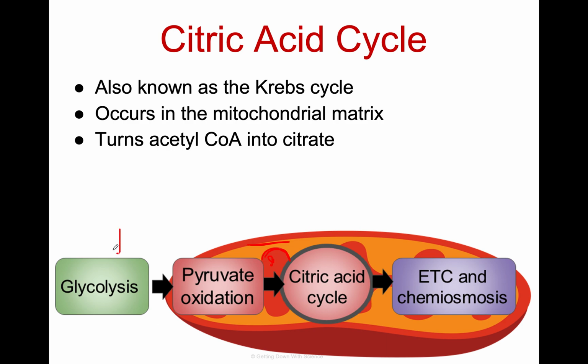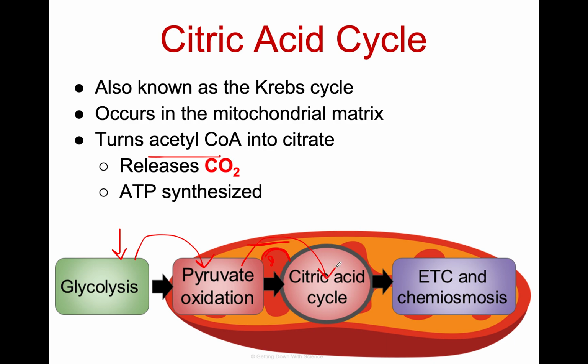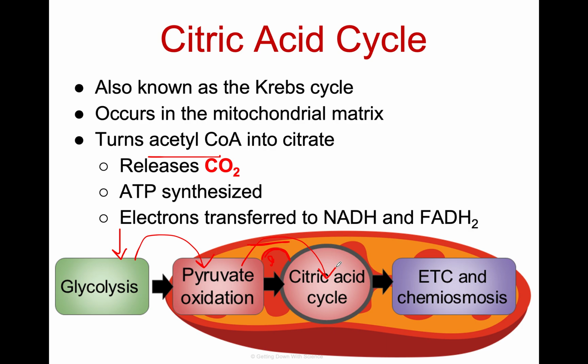So remember, we started with glucose. Glucose passed the pyruvate over to here. Pyruvate was oxidized, turns into acetyl-CoA. Acetyl-CoA is now passed over here. And we turn that into citrate. When we do that, it releases CO2. We make ATP, and electrons are transferred from these other two high energy carrying molecules, NADH and FADH2.